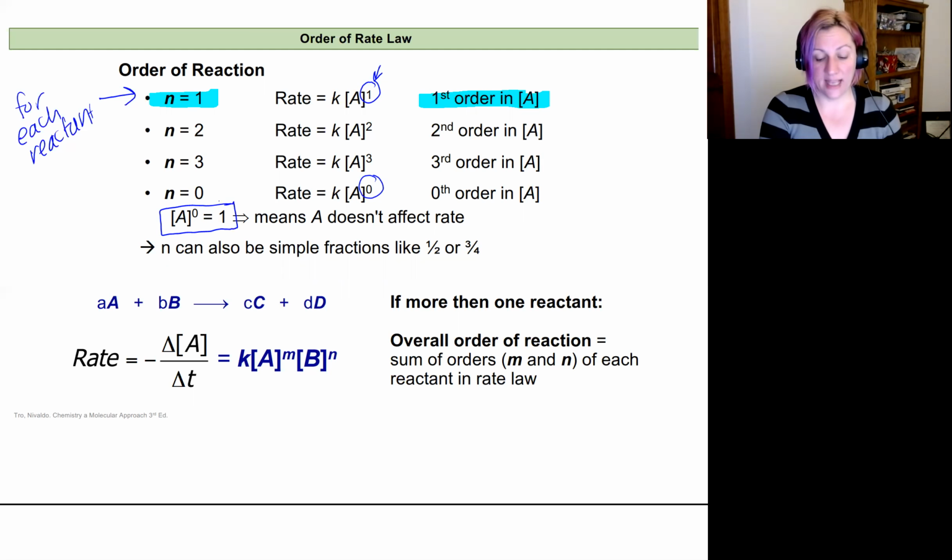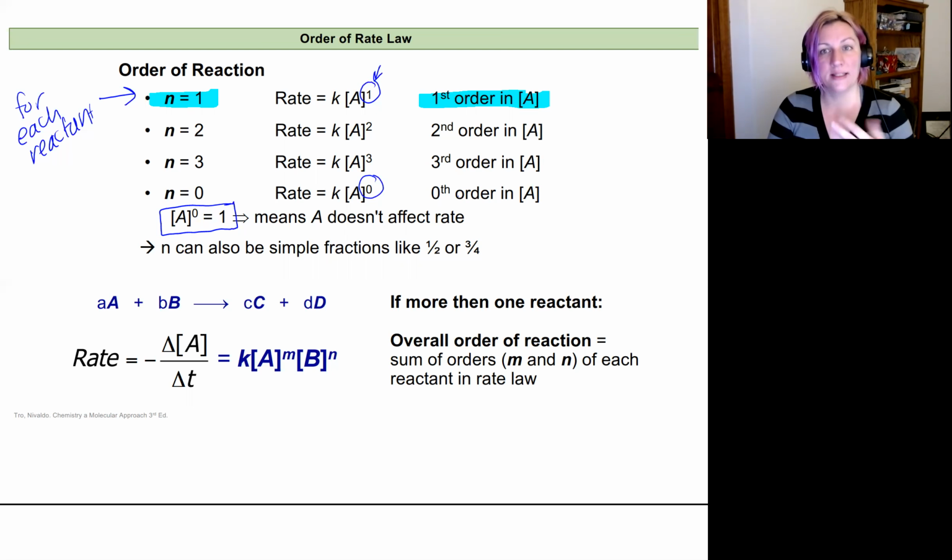And it's a way of saying that the concentration of A doesn't affect the rate at all. We can have lots or we can have little, the rate will still be the same. So something that's zero order with respect to the reactant is saying that that reactant doesn't impact its rate. And again, we can have fractions for n as well, like 1/2 or 3/4 or 5/2. So those also exist if you see them.